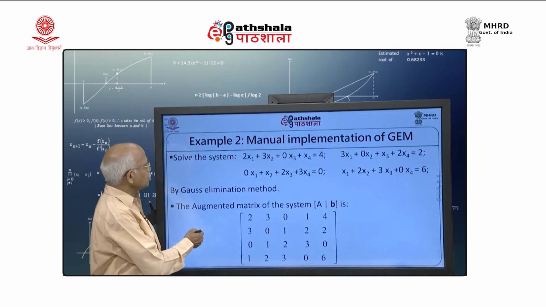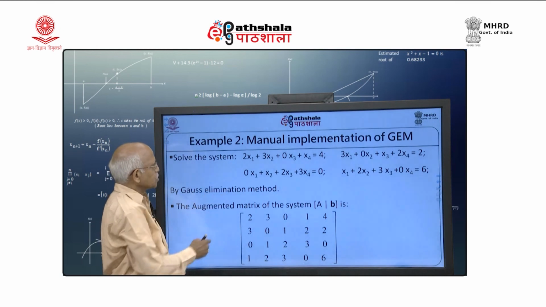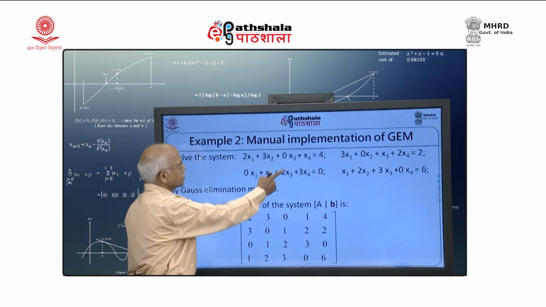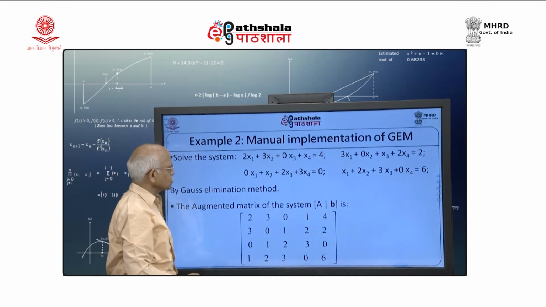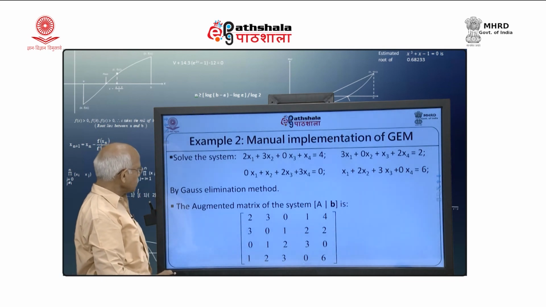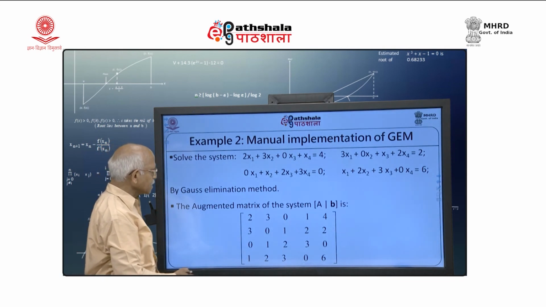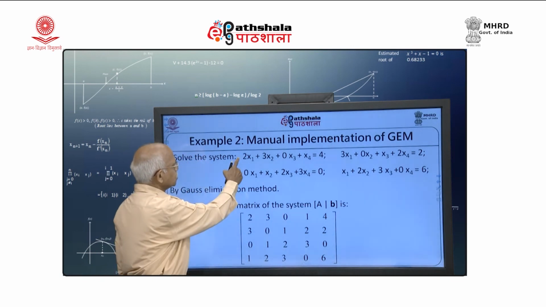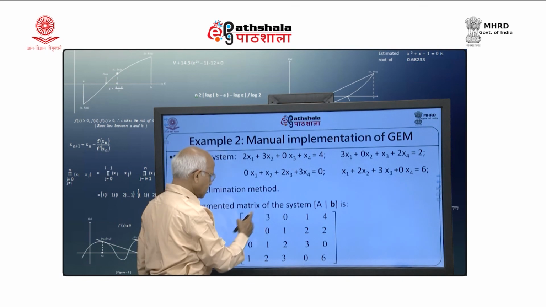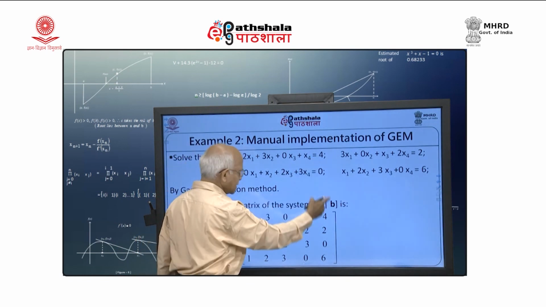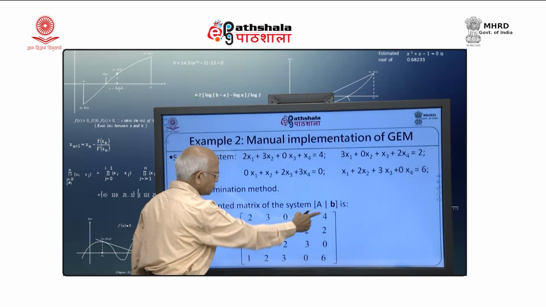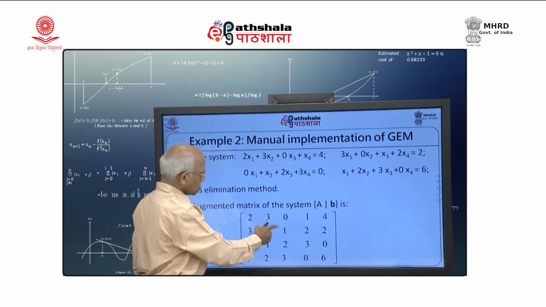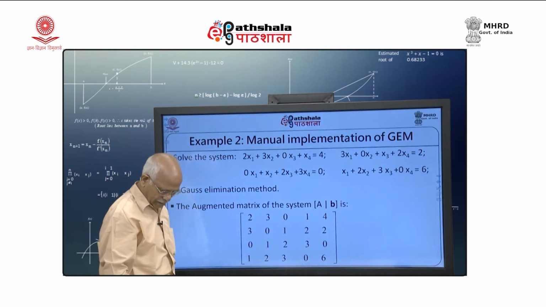Let us look at the manual implementation of the Gauss elimination algorithm. Let us take this system of equations. 4 equations are given. By the Gauss elimination method, the augmented matrix of the system is given by this. So, 2 3 0 1, and the right-hand side element 4, and similarly I get 3 0 and so on. So, this is my augmented matrix.